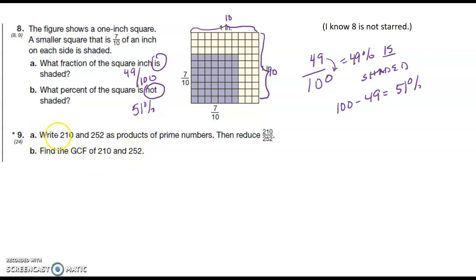All right, number 9A. Write 210 and 252 as products of prime numbers. Okay, so we're going to reduce these two. Let's go ahead and find and do the, okay. Let's see, is it going to let me? There we go. So let's do 210. Divide by 2. Oh, I think it's 105.